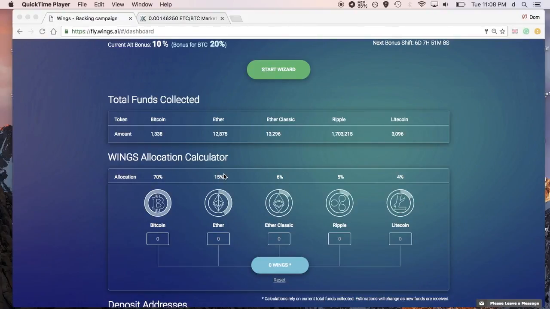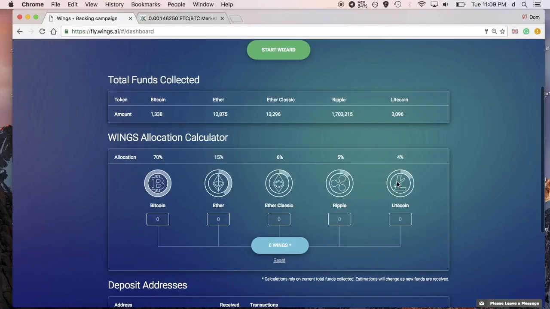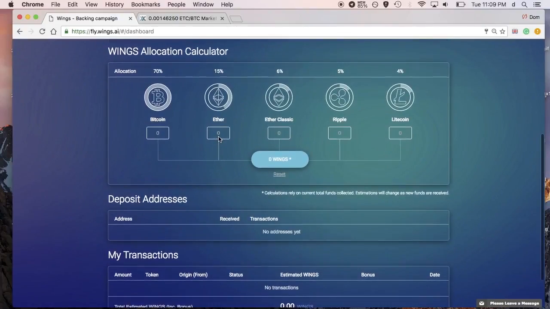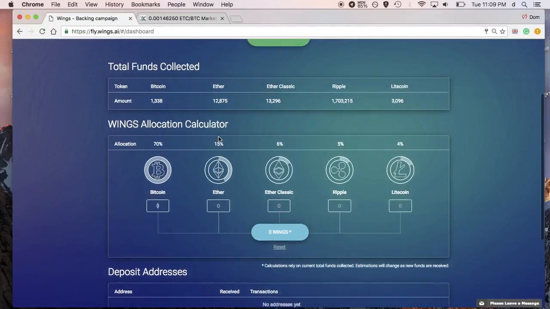15% of the 75 million Wings are allocated towards Ether or Ethereum, 6% towards Ethereum Classic, 5% toward Ripple, and 4% toward Litecoin. So one of the confusing things around this with the interface was when someone donated 1 BTC, for example, they would get a different amount of Wings than they would get with Ether in the estimated Wings.